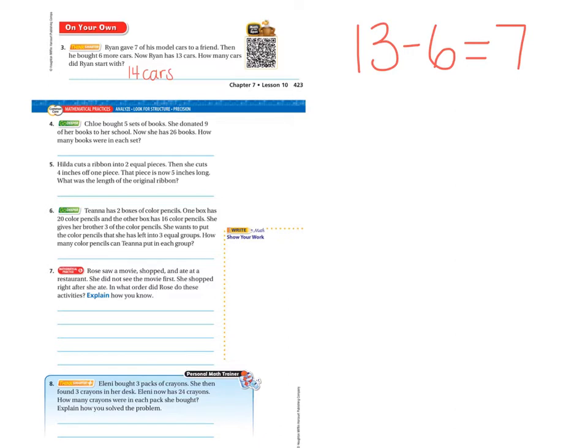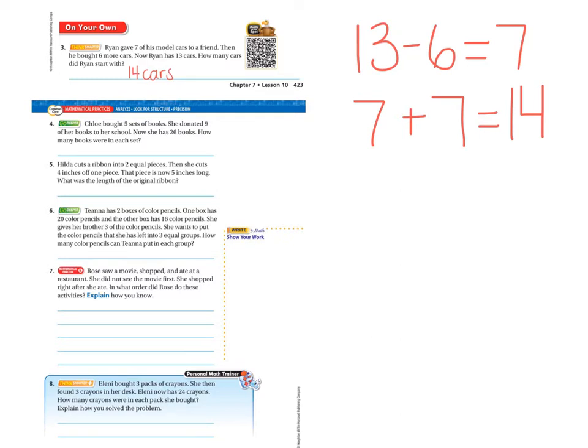Likewise, for the next sentence, it says Ryan gave 7 of his model cars to a friend. Now, normally, if you're giving away something, you're going to subtract, but we want to figure out how many cars Ryan had before he gave them away, so we want to add them back. So we're going to add 7. We're going to take this 7 that we just got from subtracting the 6, and add the 7 back that he gave away. And that brings us to 14 cars.